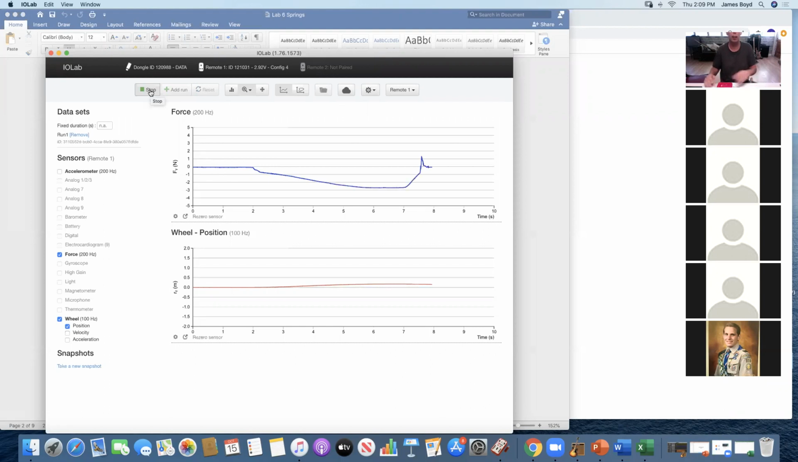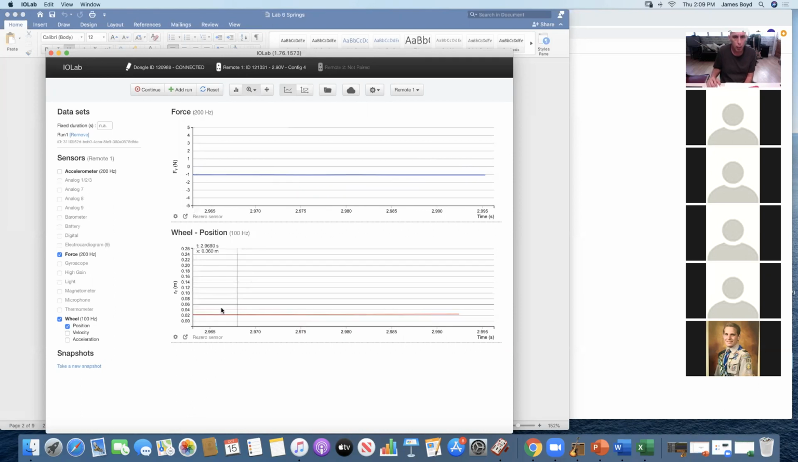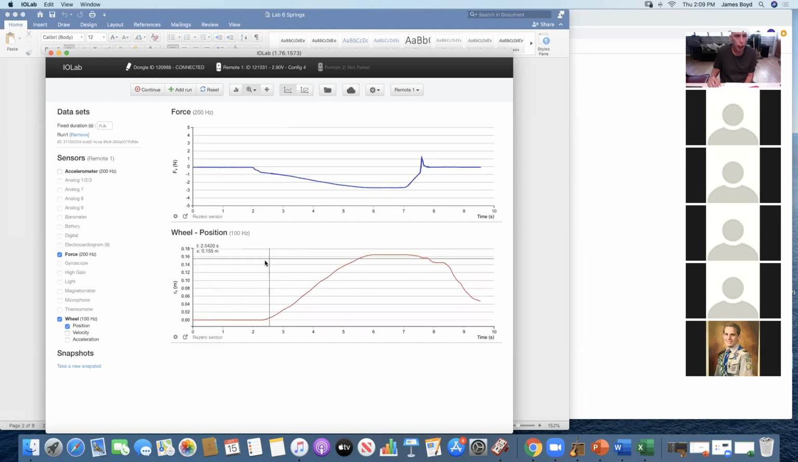And then you can stop it. It doesn't matter if the data is all jacked up at the end. What we want is to zoom in somewhere where it starts at about 0 and goes to about 0.1. And I can see that if I zoom a little bit more, that wasn't what I wanted. So I can go back, look for about 0.1 on the position, and then grab your data.